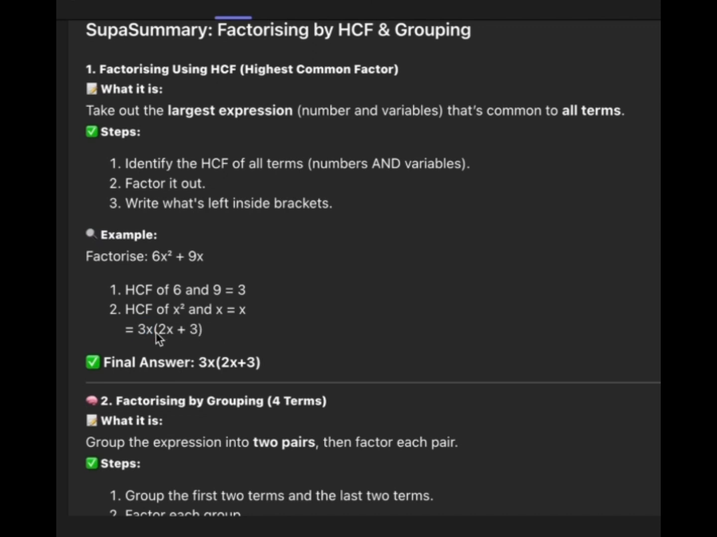We put our brackets down, and we write what is left. Meaning, we say we've divided 6x squared by 3x, and we're left with 2x. Quick check. What is 6x times 2x? It's 6x squared. Then we divided positive 9x by the highest common factor. 9x divided by 3x is 3. Quick check. What is 3x times 3? It's 9x. We know we've got 100% for the question before we move on.